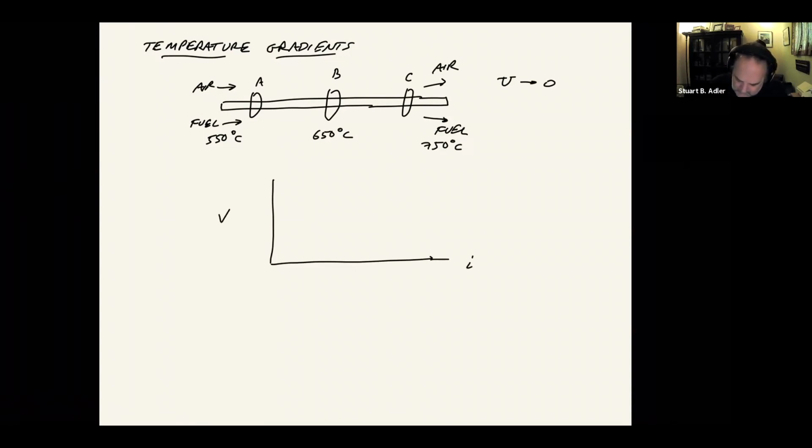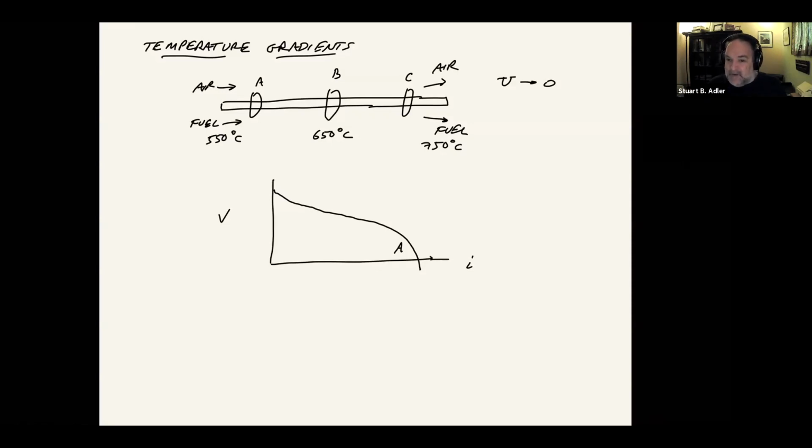Well, at the incoming, at A, let's say we start out with a polarization curve that looks like this. And then we make it hotter. So we go up 100 degrees. What's going to happen? Well, probably it's not going to affect mass transfer too much, because if it's gas diffusion, then that'll maybe be a little bit faster, but not that much faster.